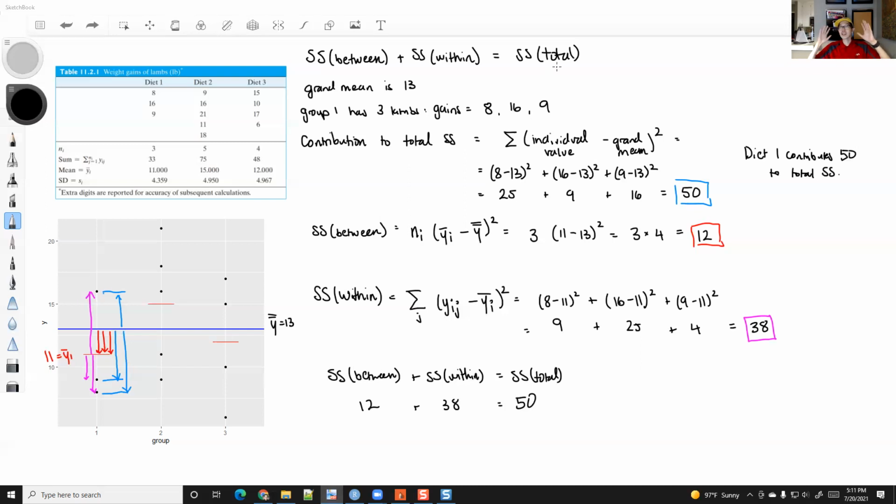So the total, it's kind of like this, right? We say, why did the lambs gain different amounts of weight? Okay, and the SS total basically just says, everyone's different, and that's why, right? Everyone's different. So some lambs gain more, some gain less. But whatever question you have, that can be your answer, right?